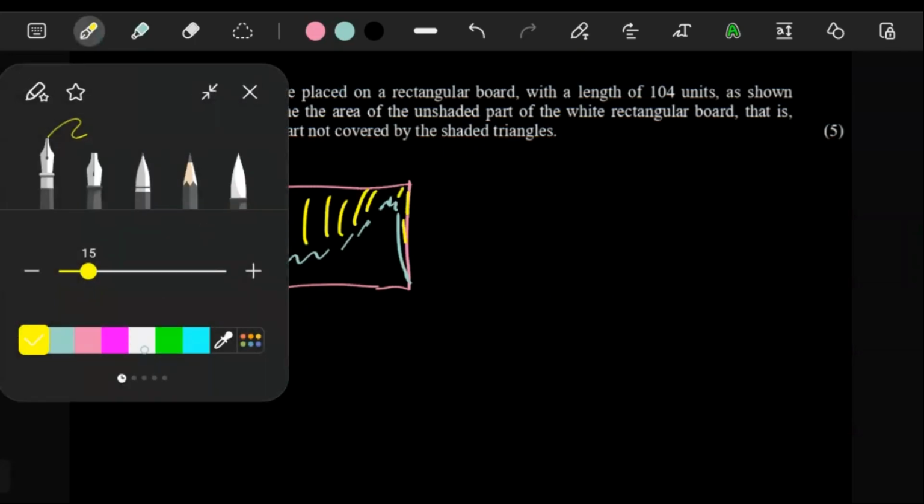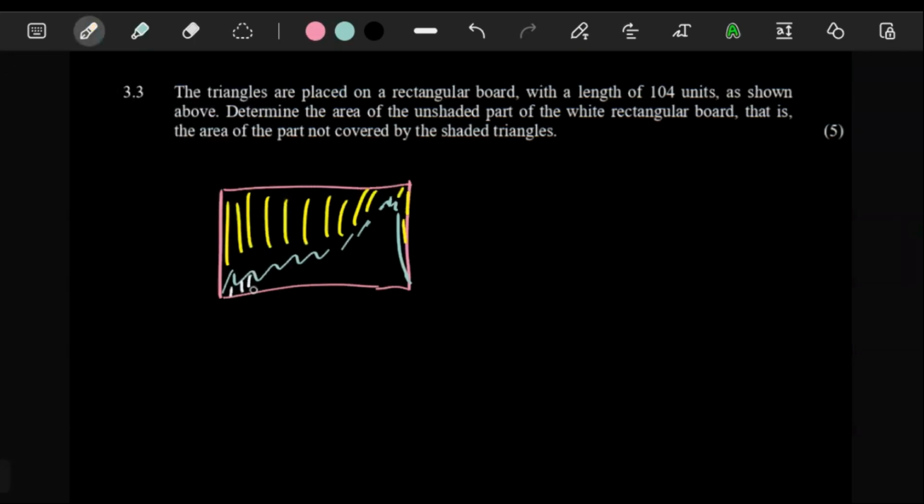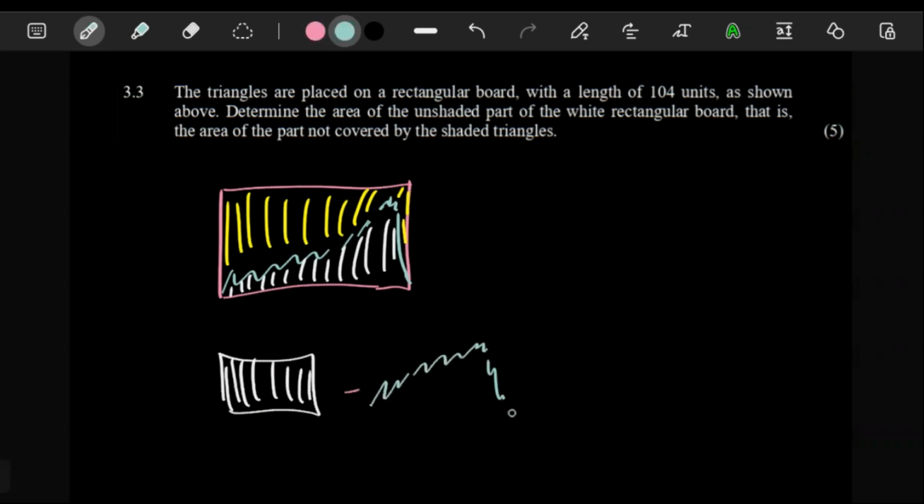What you actually just need to do is get the sum of all the areas of your triangles and then remove it from the area of your rectangle, because you're going to take the entire area of the rectangle and then subtract the areas of your triangles, and what you're going to have left is the area of the part that is not shaded. So the area of the part that is not shaded would be this part here.